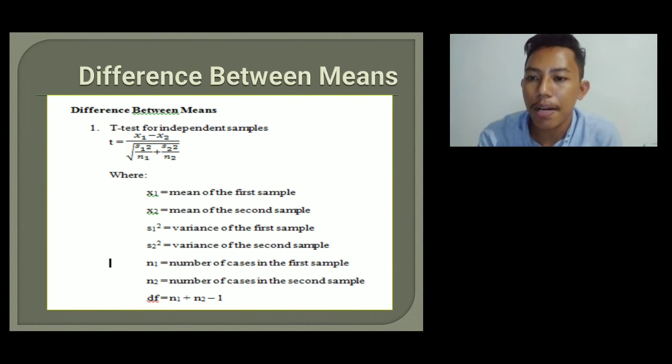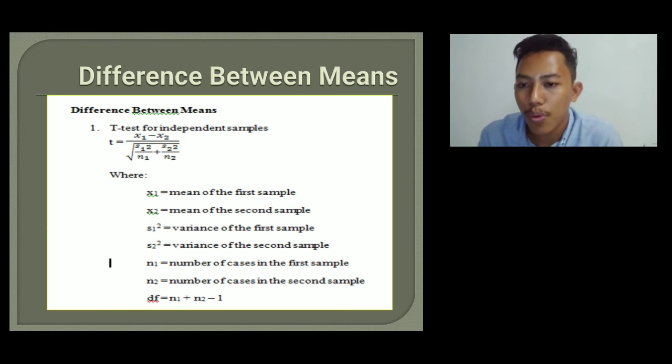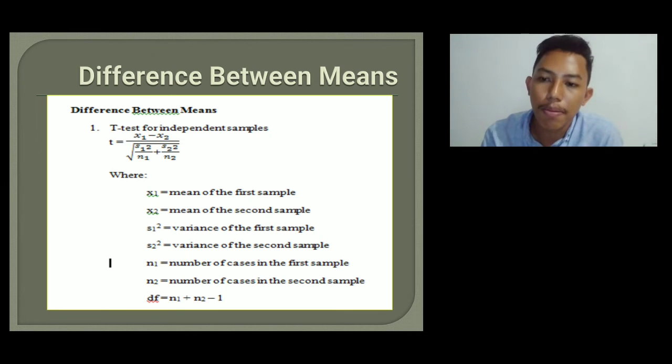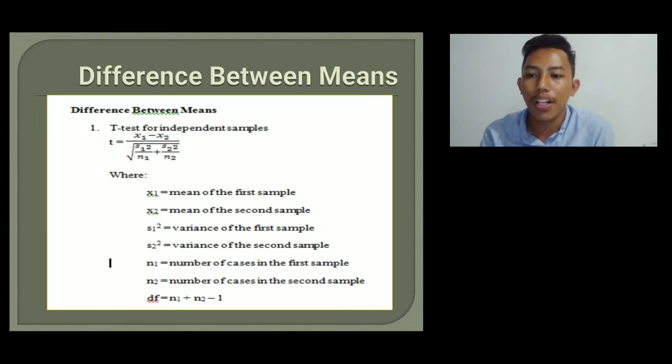T-test for independent samples. t is equal to x sub 1 minus x sub 2 over the square root of s sub 1 squared over n sub 1 plus s sub 2 squared over n sub 2, where x sub 1 is the mean of the first sample, x sub 2 is the mean of the second sample, s sub 1 squared is the variance of the first sample, s sub 2 squared is the variance of the second sample, n sub 1 is the number of cases in the first sample, and n sub 2 is the number of cases in the second sample. Our df is n sub 1 plus n sub 2 minus 2.